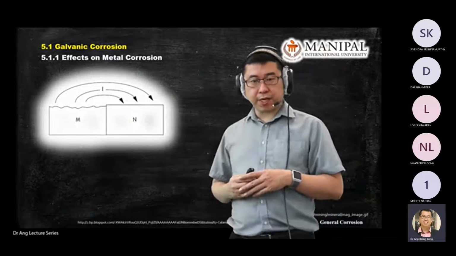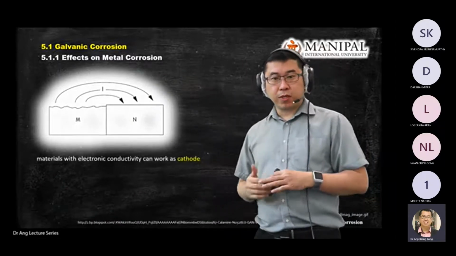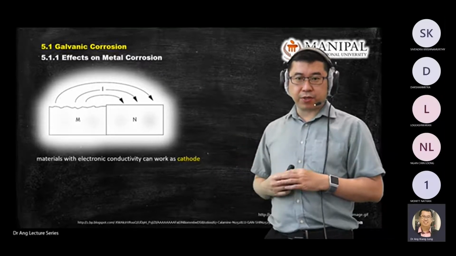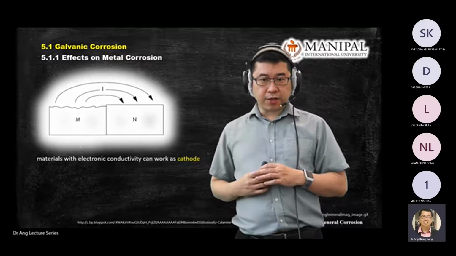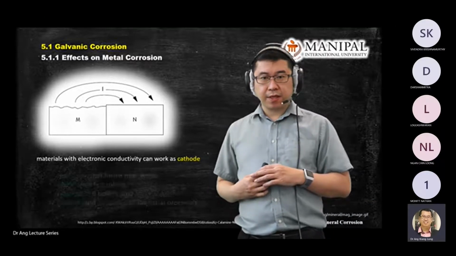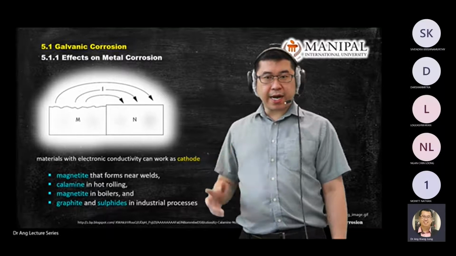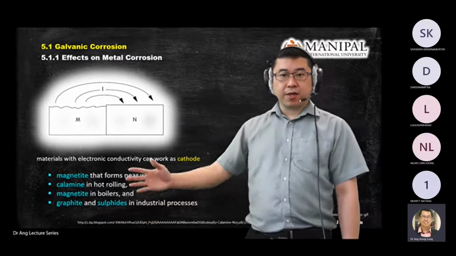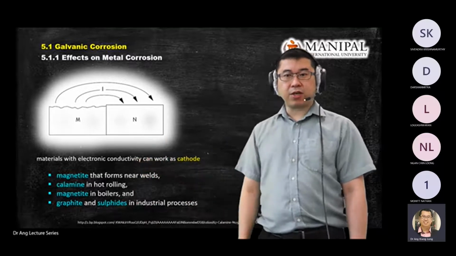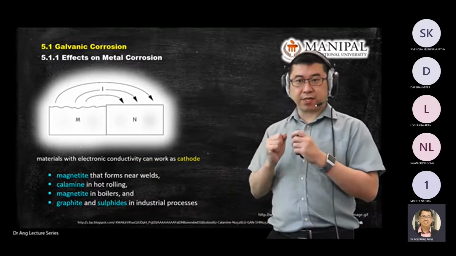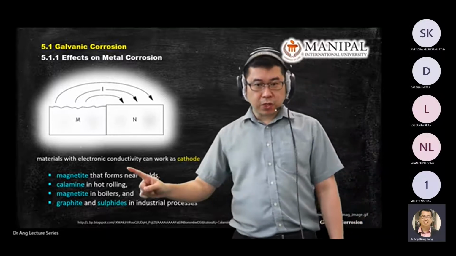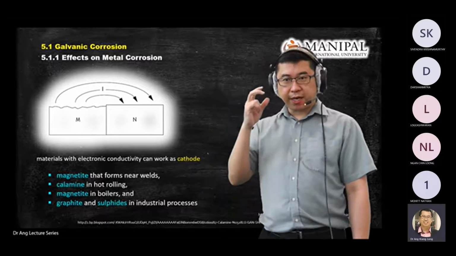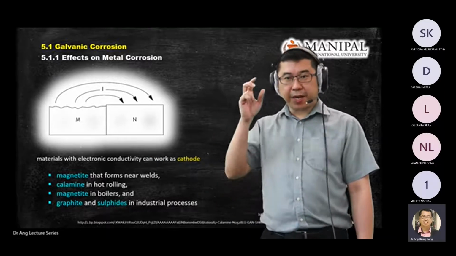We still use the same schematic diagram. We start to derive the equation now, so we look at the cathode. What materials out there in the industry can work as a cathode? The cathode is the one that receives electrons. Or where does this galvanic corrosion take place, and the material becomes the cathode?